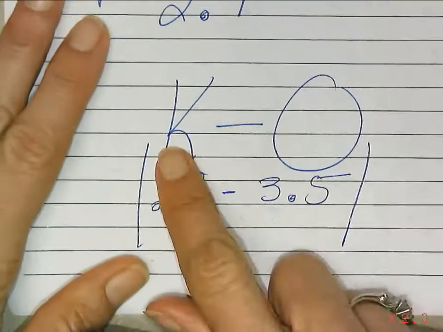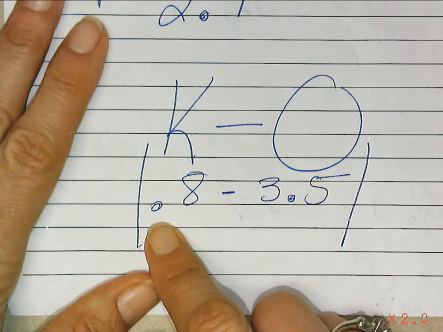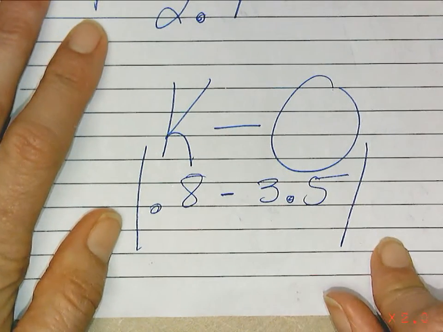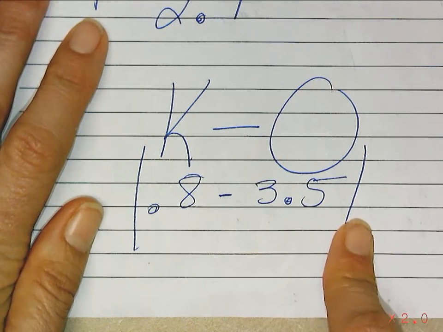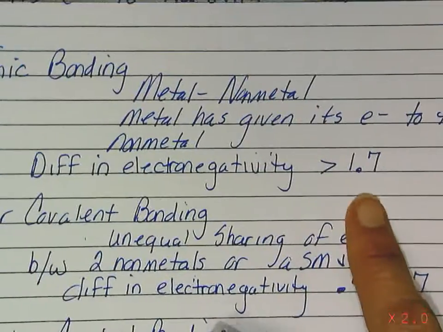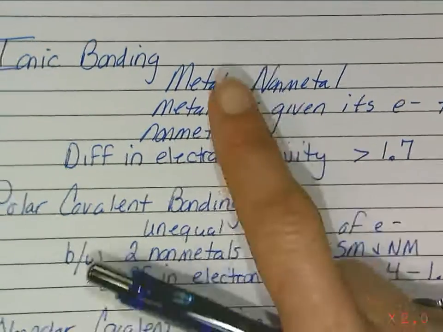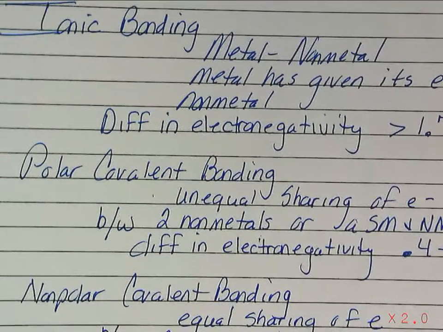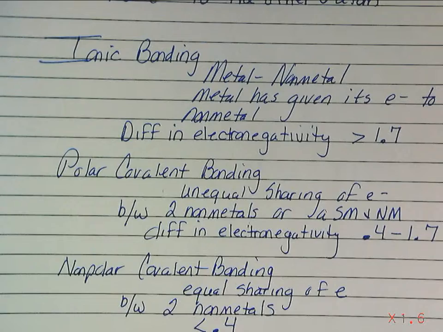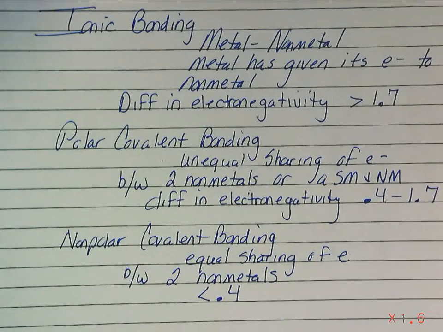If I was to do potassium and oxygen, potassium is 0.8 minus 3.5. You might wonder how come these things are not negative, because I'm taking the absolute value of it. This comes out to be 2.7. Well, that's a lot greater than 1.7. That's an ionic bond. So these are the three types of bonds, and you use the electronegativity table to determine what kind of bond type is there.